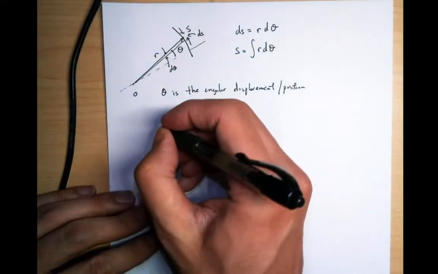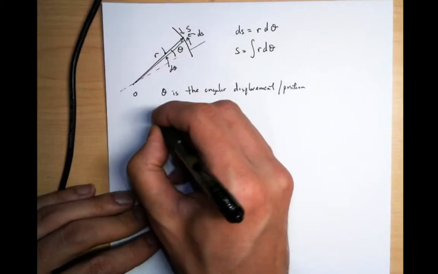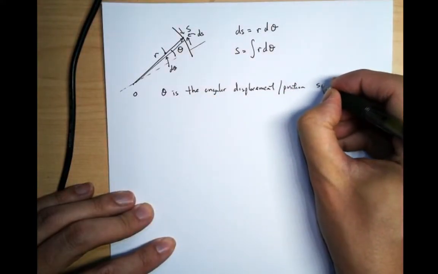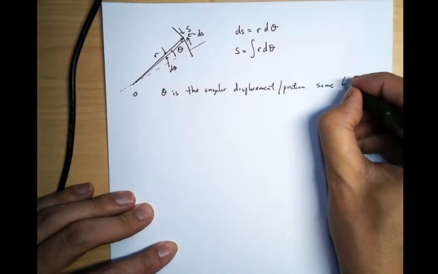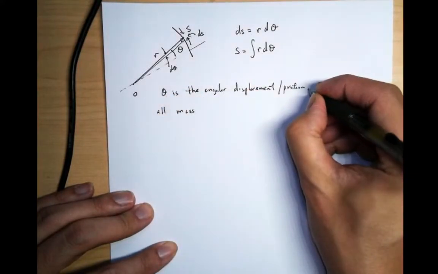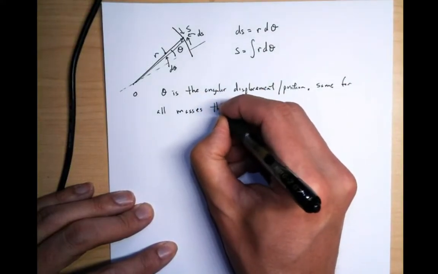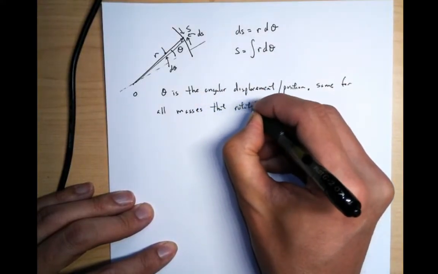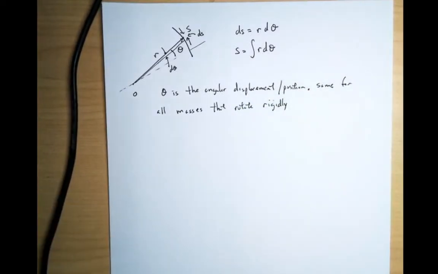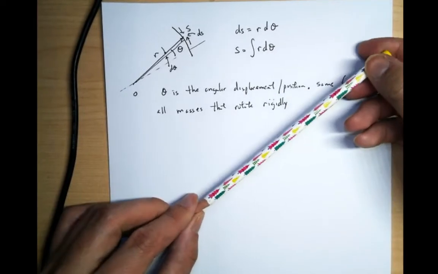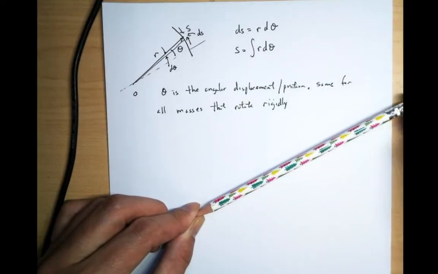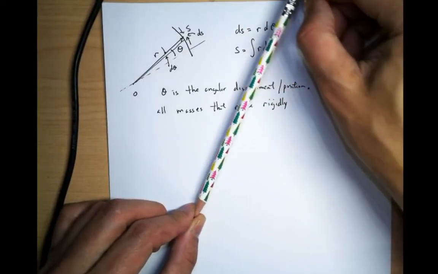Right. And what's interesting about this is that it's the same for all masses, period, in the case that they rotate rigidly. So basically the distances between these things are essentially the same. So for instance, I have a pencil, right? I can rotate this thing rigidly around my origin here. Every point along this thing has the same angular displacement.